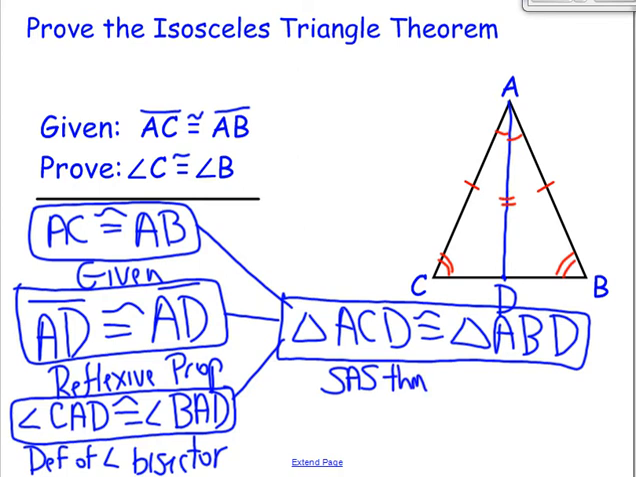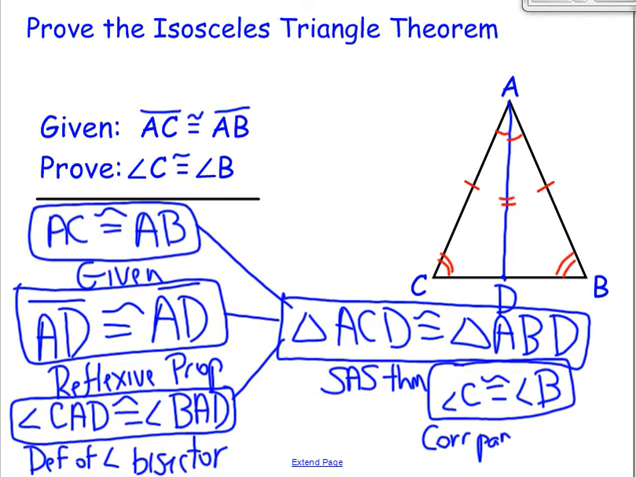Okay, and finally from that, I now know that angle C is congruent to angle B. And this is what I'm trying to prove here. How do I know that? Because corresponding parts of congruent triangles are congruent. Okay? And there we've proven the isosceles triangle theorem.